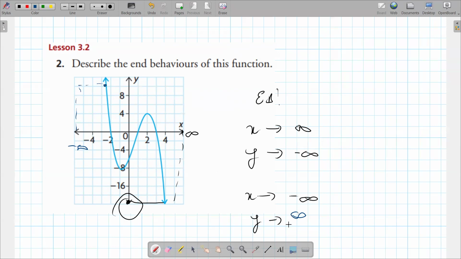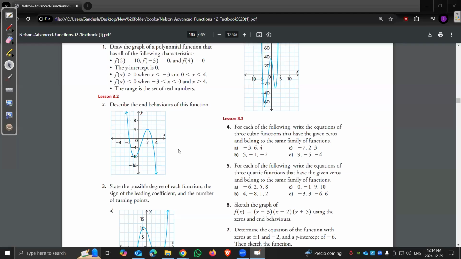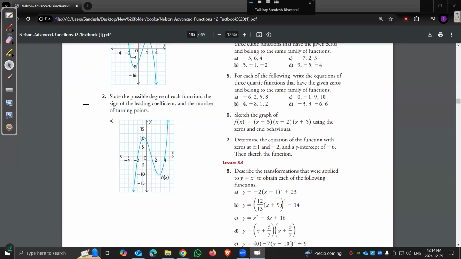Because it's an odd degree function, it's a cubic function, the end behaviors are going to be different. For even degree polynomials, the end behaviors are going to be the same. By that I mean for even, every single time, doesn't matter as x goes to positive or negative infinity, y is either going to go to positive infinity or y is going to go to negative infinity for even functions. Whereas for odd functions, it's different. The end behaviors are different.